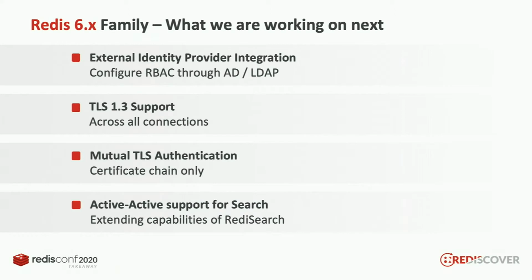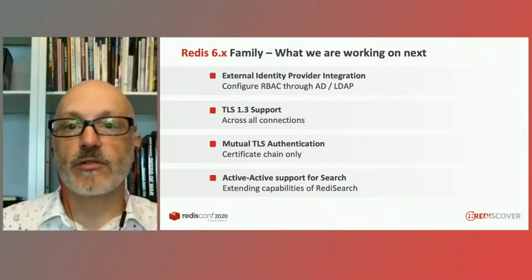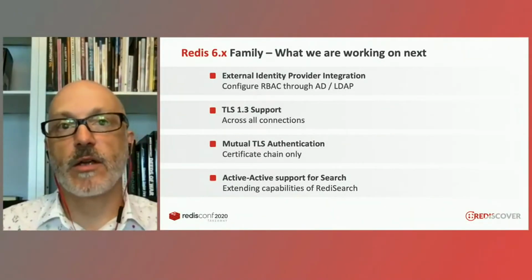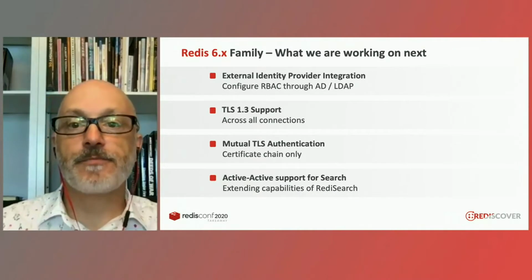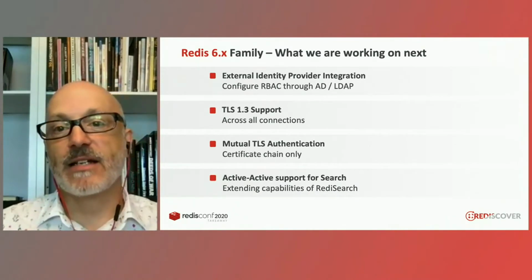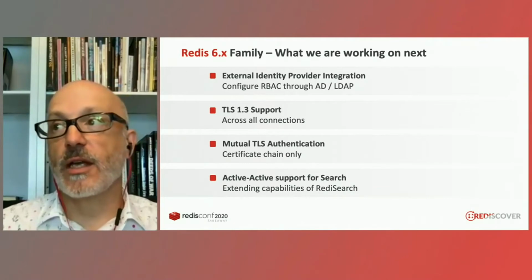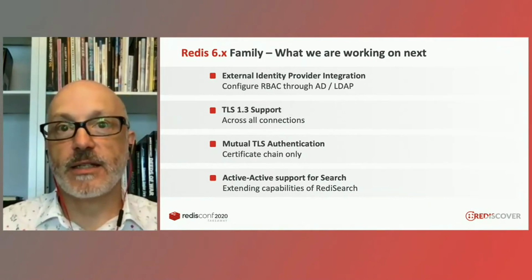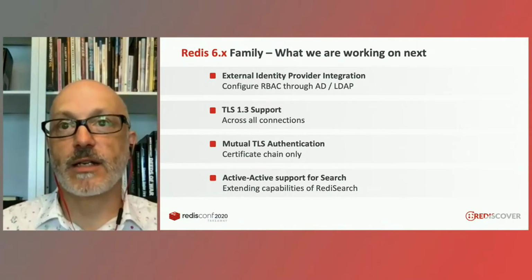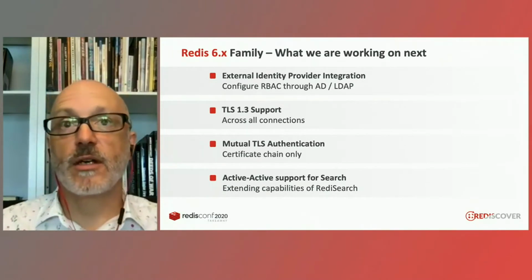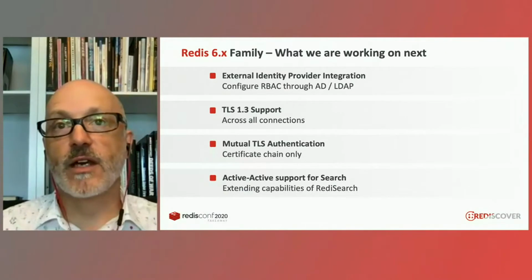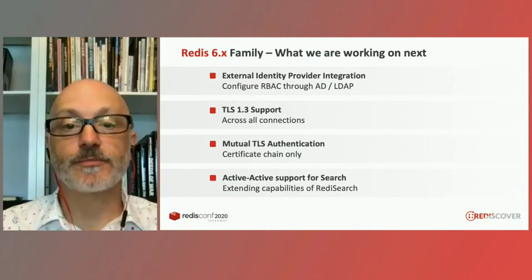We're adding TLS 1.3 support, so we're getting the latest ciphers, the latest version. We're also adding mutual TLS authentication, so you only need the certificate chain. And then we're extending active support to support search. If you're not familiar with Redis Search, this is an extension to core Redis that allows you to do full text search, doing stemming, stop words, and all the other great fuzzy matching and text searching that you can do. So these are some really great things that we're working towards in Redis 6.